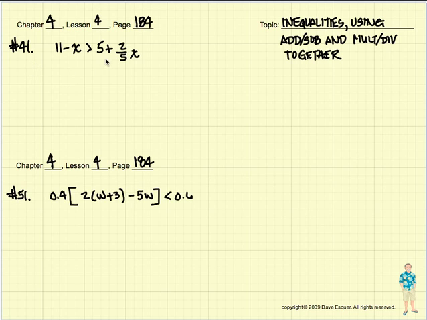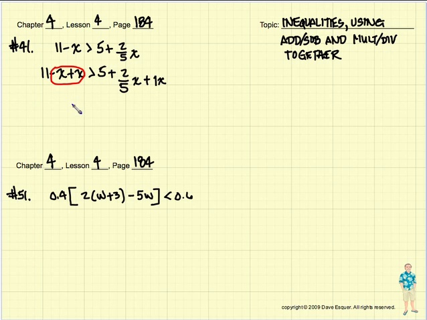11 minus x is greater than 5 plus 2/5 of an x. I see we have 2/5 of an x on the right. We have a minus x on the left. It might make sense for us to add x to both sides. So we have 2/5 of an x plus one more x. I'm adding x to both sides. On the left side we end up with a goose egg, x take away x.